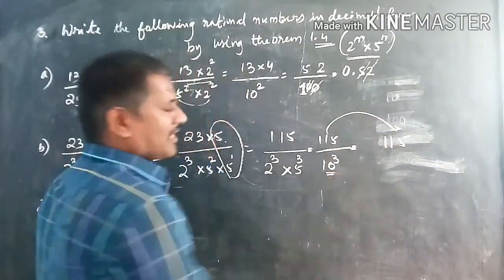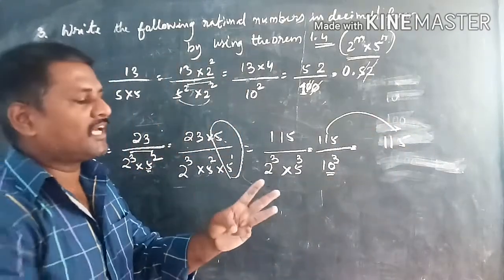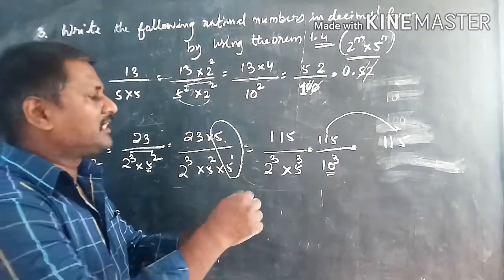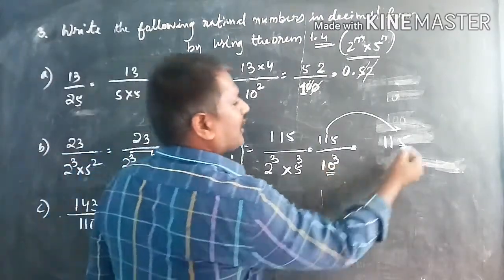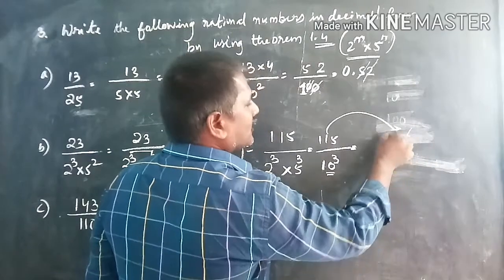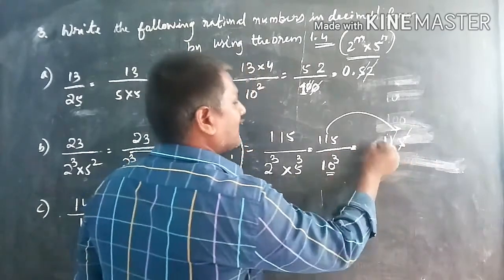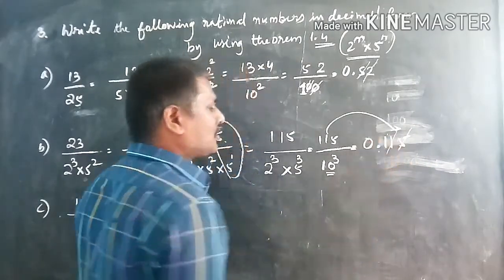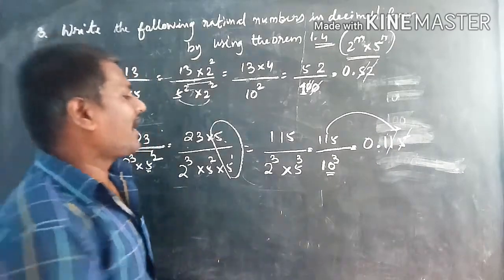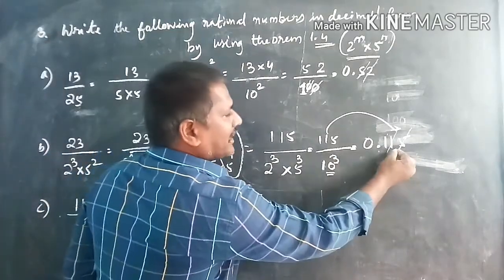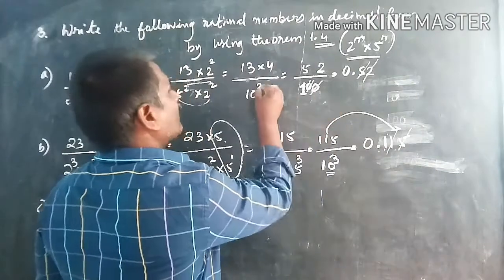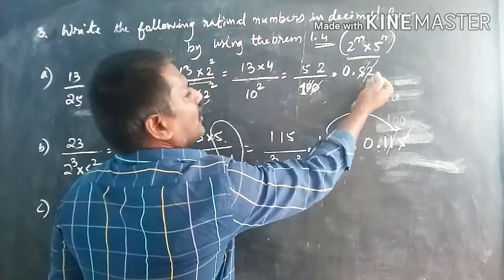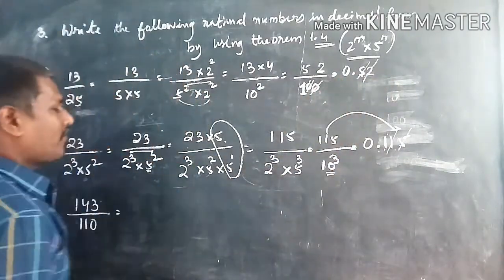So 10 cubed means 1000. 1000 means 3 zeros are there, 1, 2, 3. 3 zeros means 3 places after the decimal point. Now you have to count 1, 2, 3, and after that you put the decimal point. Then if there is no number before the decimal, you have to write a 0. So as it is cubed, you have to take 3 decimal places. As it is squared, you have to take 2 decimal places.